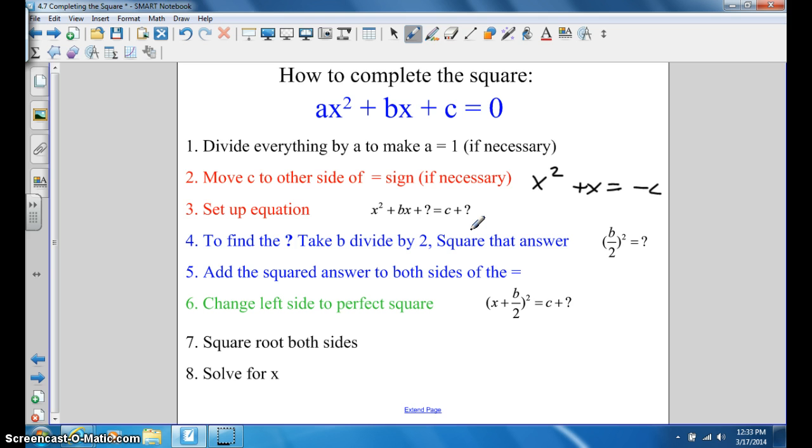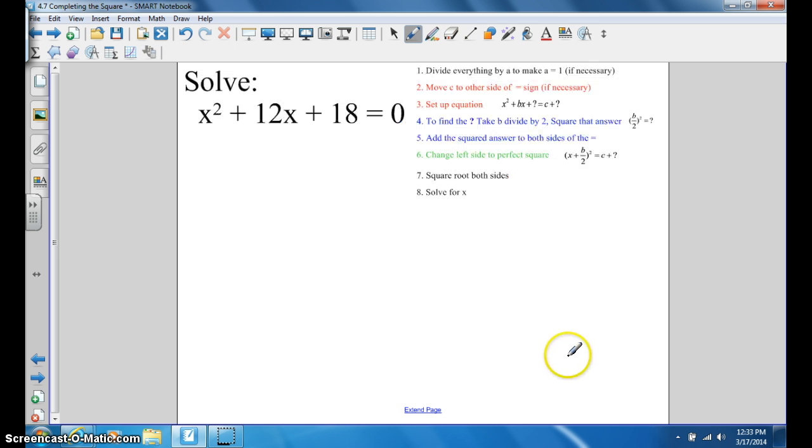To find that something, you take b, divide it by 2, and then square it. That's what this is here, half of b squared. Add the squared term to both sides of the equal sign. Then we need to change the left side of the equal sign to a perfect square. So I have x plus half of b, squared, equals c plus half of b, squared, and then take the square root of both sides and solve for x. So let's look at this first example.